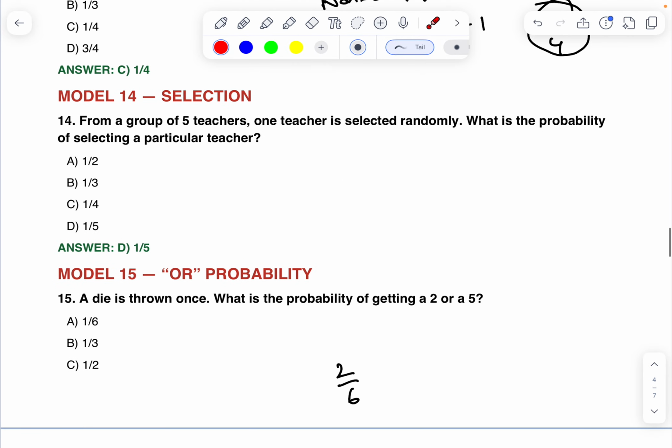Next question. From a group of 5 teachers, 1 teacher is randomly selected. What is the probability of selecting a particular teacher? Total teachers 5, favorable 1. 1 by 5 is the answer.